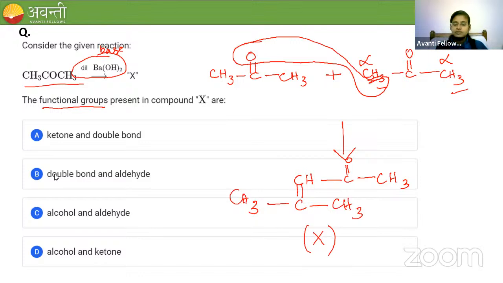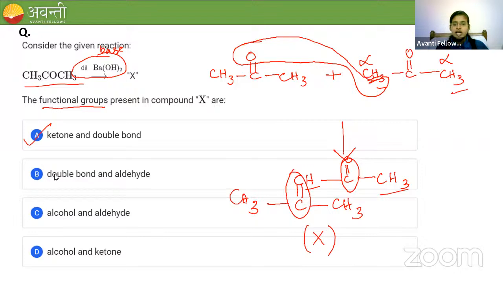Option A. Okay. So we have a ketone and a double bond, right? Exactly correct. So C double bond O, here also we have an R group, here also we have an R group. So it is a ketone. RCOR is called a ketone. And this is a double bond. Double bond is also a functional group, right? So option A is the correct answer for this question.